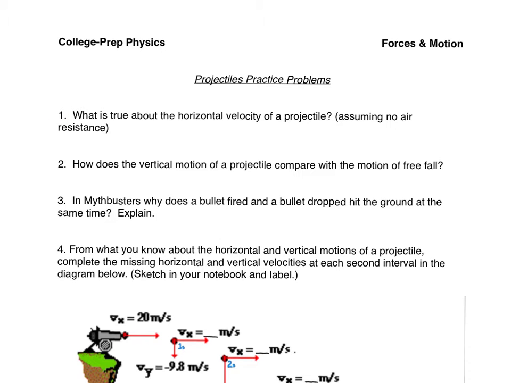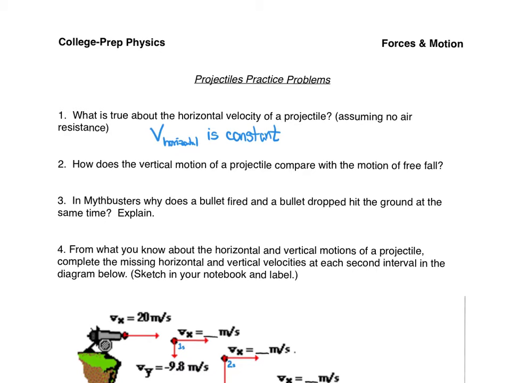And number 1 says, what is true about the horizontal velocity of a projectile assuming no air resistance? Well, horizontal velocity is always constant for a projectile. Since there are no external forces acting on it in the horizontal direction, again, we're assuming no air resistance, that horizontal velocity will remain constant throughout the entire flight of the projectile.